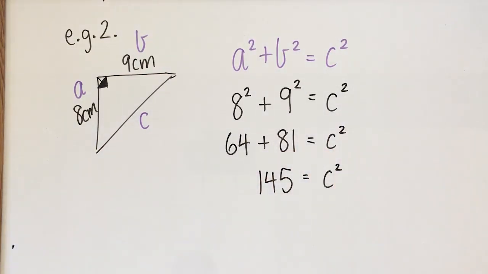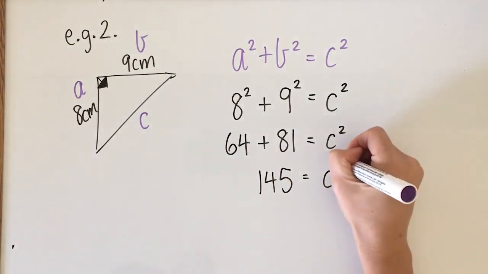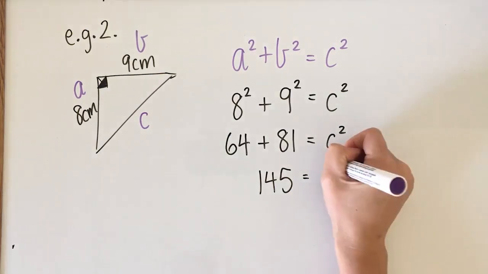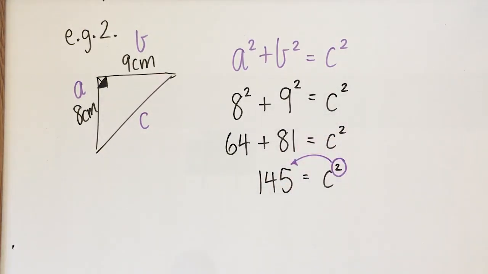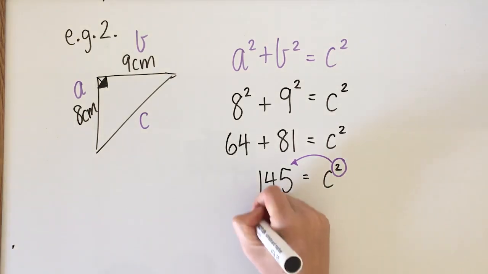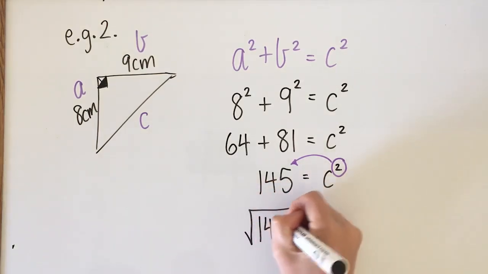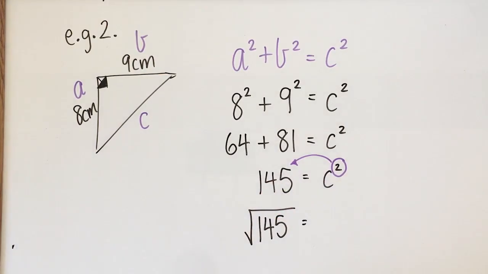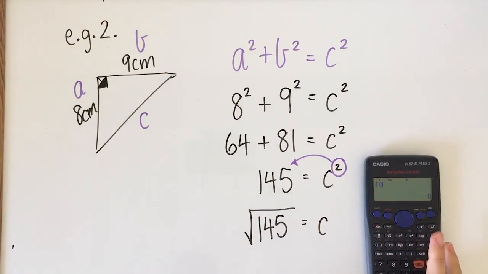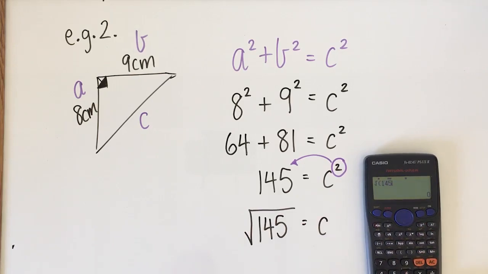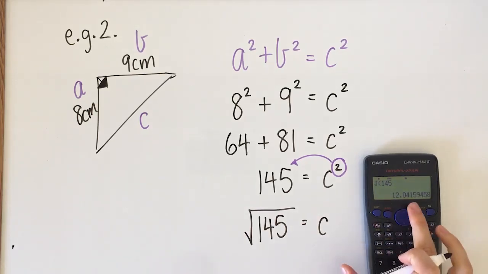Now, this is where you have to ask yourself, am I done? Does 145 make sense to go here? No, because we still have this squared. Remember, we want to do the inverse of squared, which means we have to do the square root. So you need to do the square root of 145 on your calculator. Find your calculator. Square root of 145 is going to be 12.04.